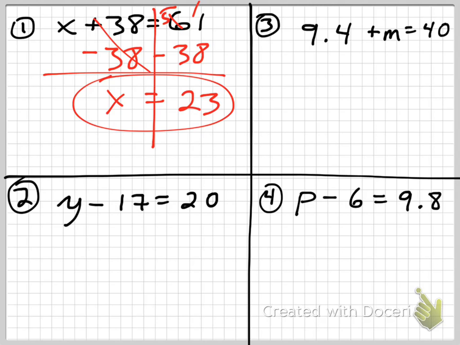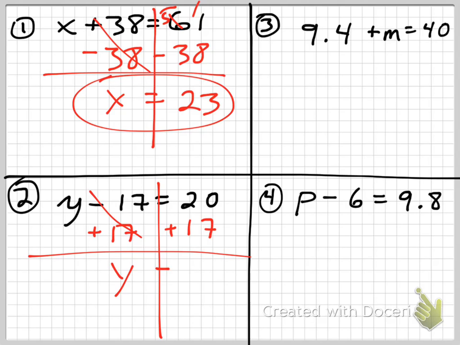Right? Straightforward. Number 2, line down the equal sign. Is the variable happy? No. Why not? He's not alone. Who's with him? 17. What's the 17 doing to him? Subtracting from him. How do I get rid of that minus 17? Add 17. Add 17. Y equals 37.